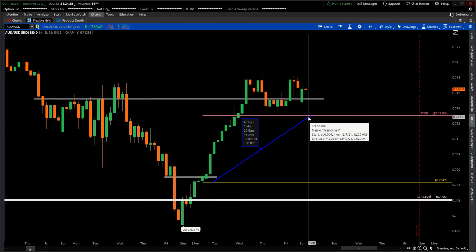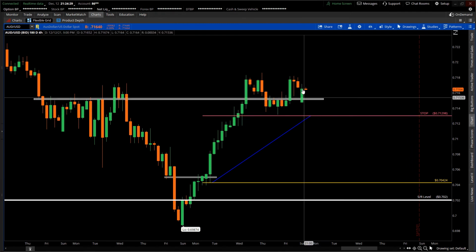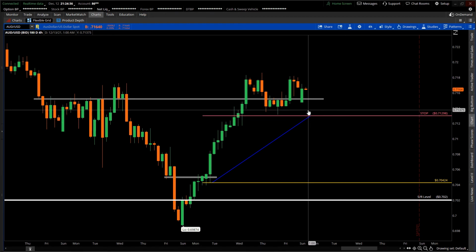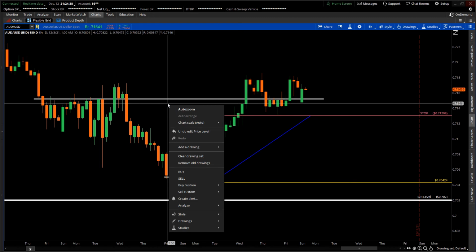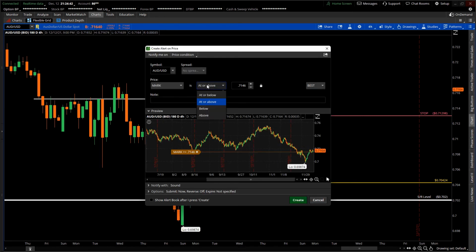So this would be my stop area, just for the purpose of protecting the capital or the gains. And this, I'll place this for the overnight session, and I'll set an alarm just to let me know that price is falling.